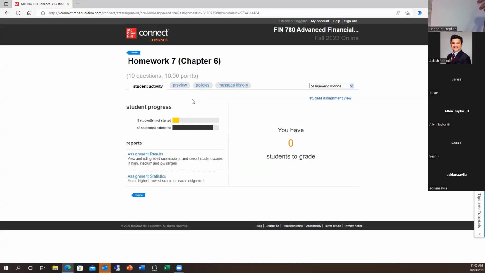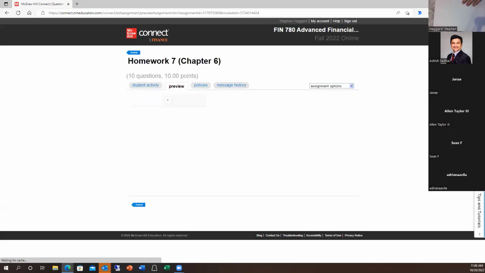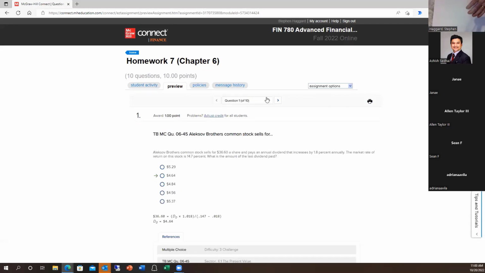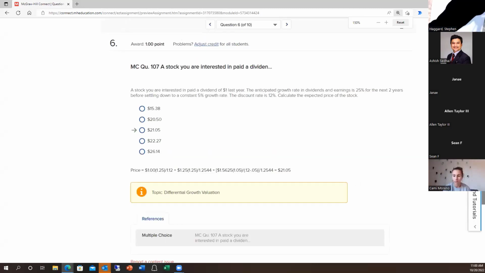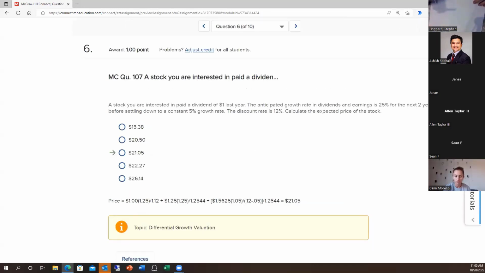Homework 7, Chapter 6. And the first one that we have asked for from that chapter is number 6. Please let me know if you are unable to see the screen. So we are going to pay, let's see, a stock you're interested in paid a dividend of $1 last year. Can anyone tell me whether that is D0 or D1? D0. Very good.